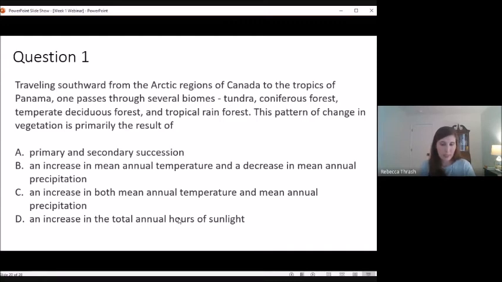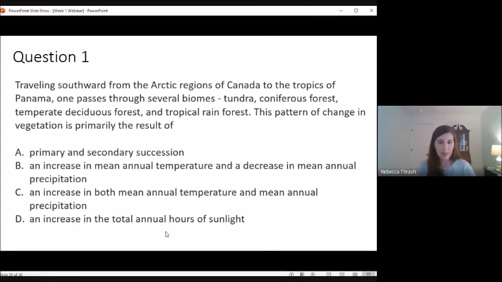A, primary and secondary succession. B, an increase in mean annual temperature and a decrease in mean annual precipitation. C, an increase in both mean annual temperature and mean annual precipitation. Or D, an increase in the total annual hours of sunlight. So if we remember what we talked about previously with the seasonal changes according to latitude, and why that causes higher temperatures towards the equator and then decreasing as you move out, we can eliminate D here. So that isn't exactly what's going on here.